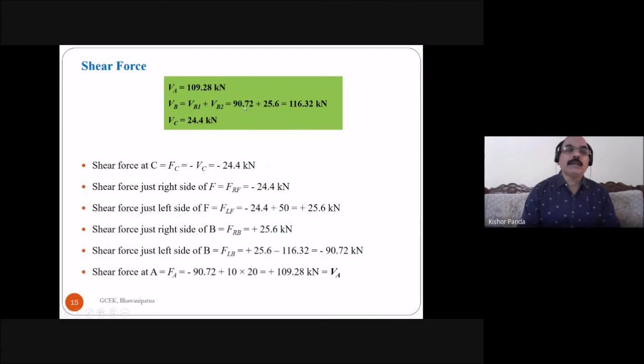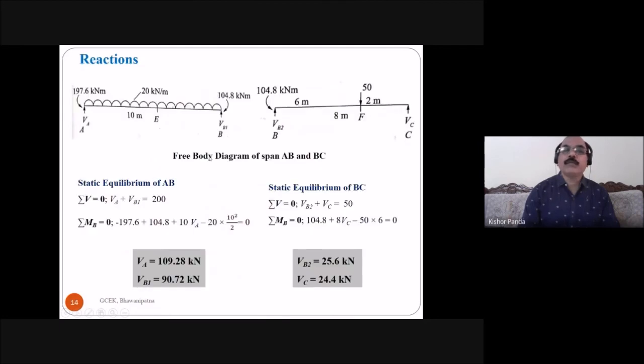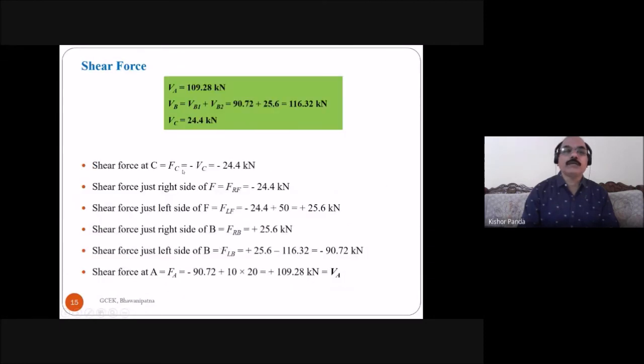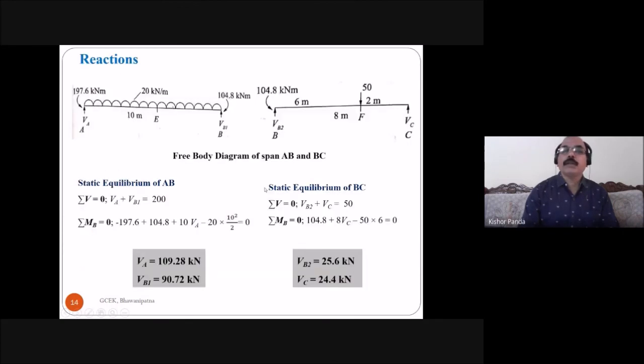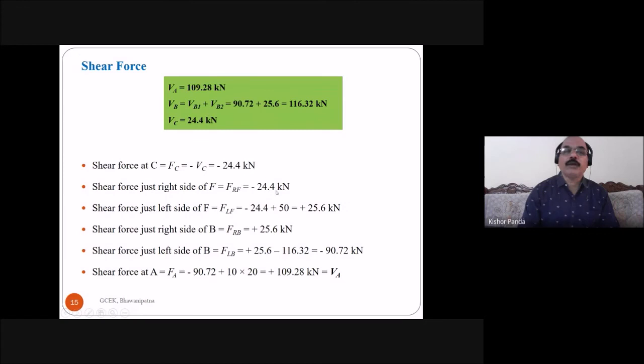After getting the final reactions, you have to find the shear force at different positions: at C, just right of F, just left of F, just right of B, just left of B, and then the shear force at A. What is the shear force at C? This is an upward reaction, so the shear force at C is equal to minus VC, which is minus 24.4 kilonewton. Then what is the shear force just right of F? This remains constant, minus 24.4 kilonewton. Then what is the shear force just left of F?